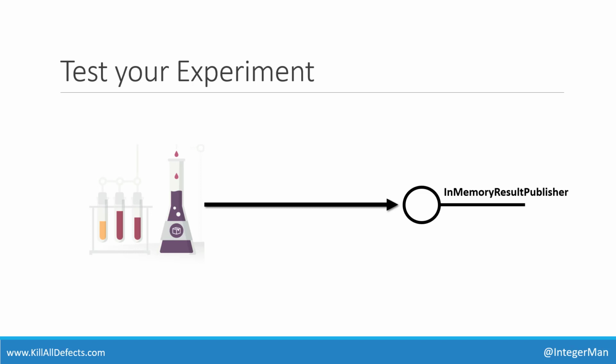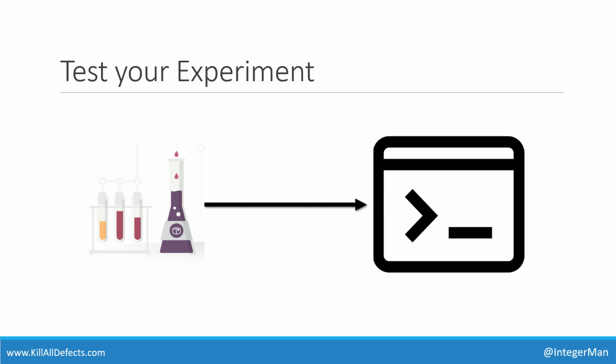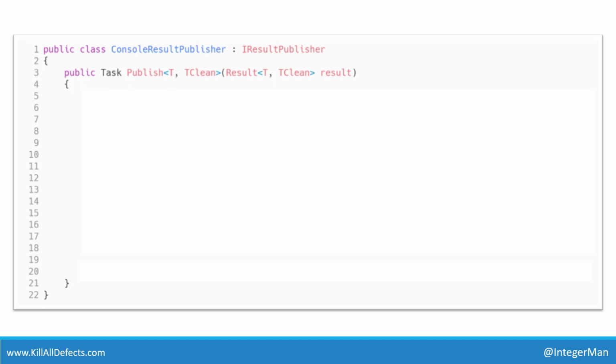So in this case, we're going to write a console result publisher. And let's take a look at what this entails. It's fairly simple, but the syntax can be a little intimidating, which is unfortunately common in Scientist. So everything in Scientist for a result publisher relies on this iResultPublisher interface I talked about earlier. And that just defines a single method called Publish.